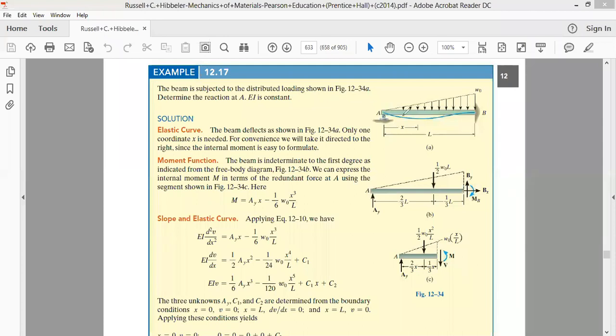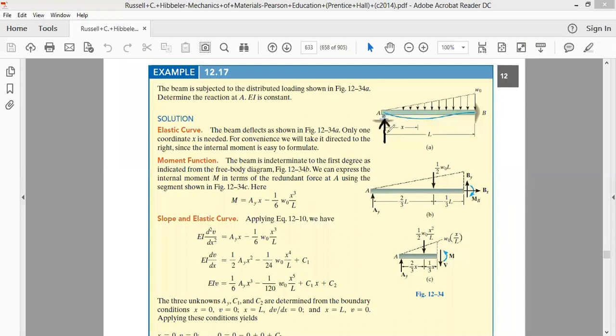Therefore, as we have already discussed in the previous class, this type of beam, a cantilever beam having roller or pin support at one of its ends, that's at its free end, is a statically indeterminate beam. Now this statically indeterminate beam is being subjected to a triangularly distributed load, and we have to find the reactions at the ends.